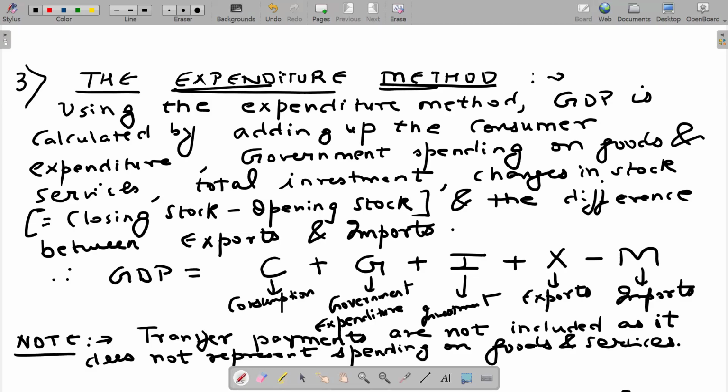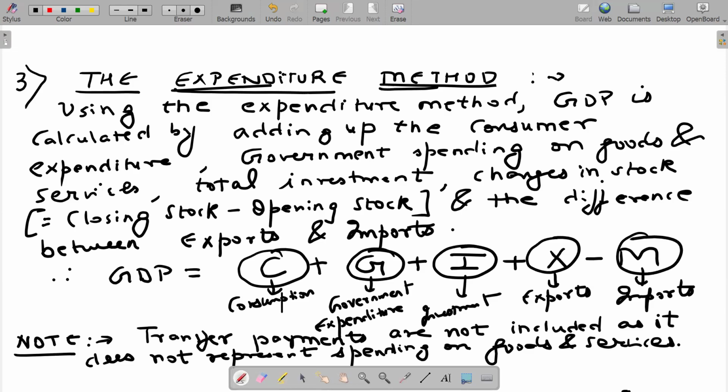The expenditure method also talks about estimating the GDP by adding up the expenditures done by households, government, firms, and foreigners. Why are we subtracting imports? Because they represent expenditure on foreign goods, not domestic goods. When we are looking at the expenditure method, we are looking at expenditure done on domestic goods, not on foreign goods. And imports capture expenditure done on foreign goods. That is why we are subtracting imports.